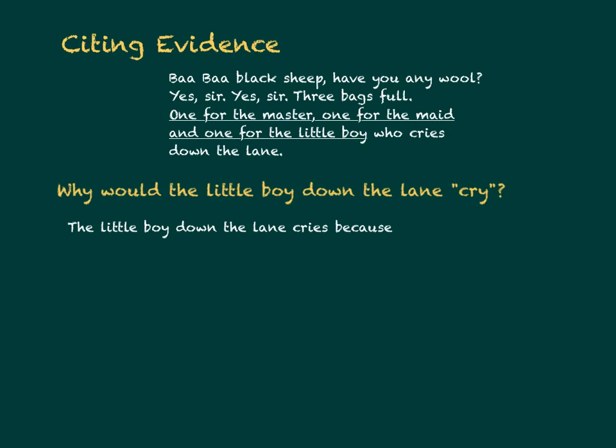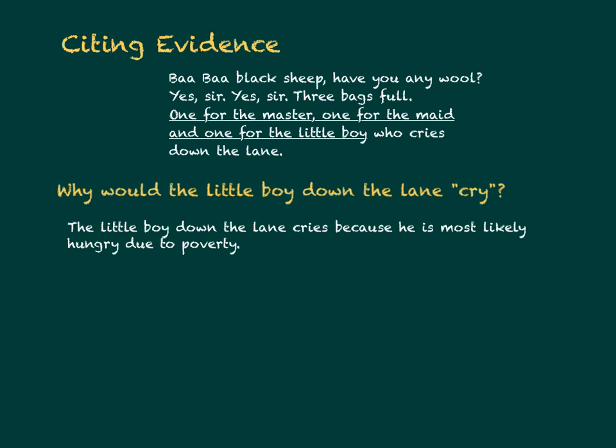All right, here I've restated the question. The little boy down the lane cries because... If you can remember what I explained about the nursery rhyme, you'll see here now we have a correct answer. The little boy down the lane cries because he is most likely hungry due to poverty.